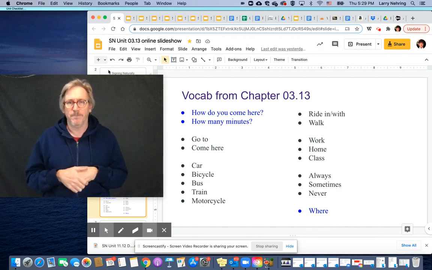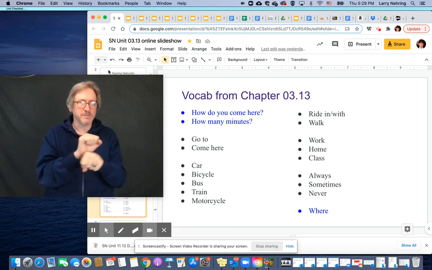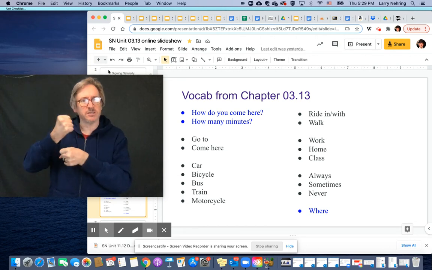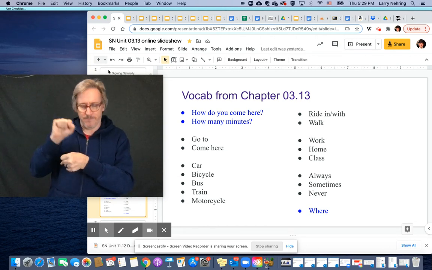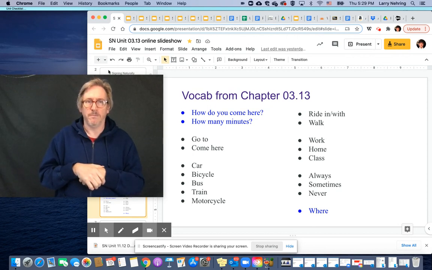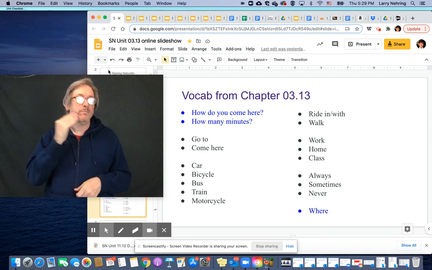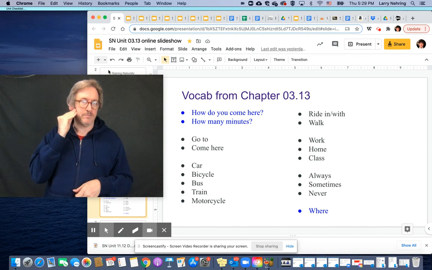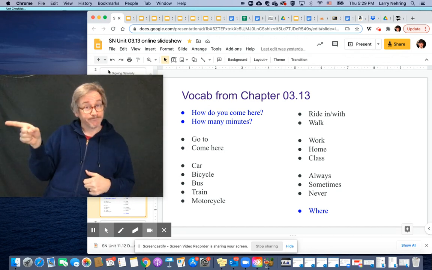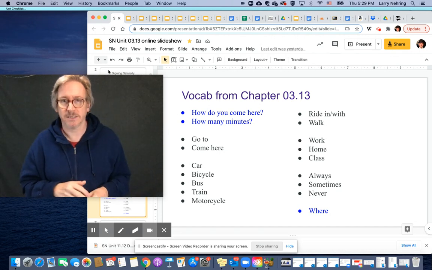Work. Two taps, two fists. You'll sometimes see this. This is an older sign for work. Work, work, work. Like school, right? School, work. Home, where you eat and where you sleep. Could be my house, or home could be whatever your residence is.